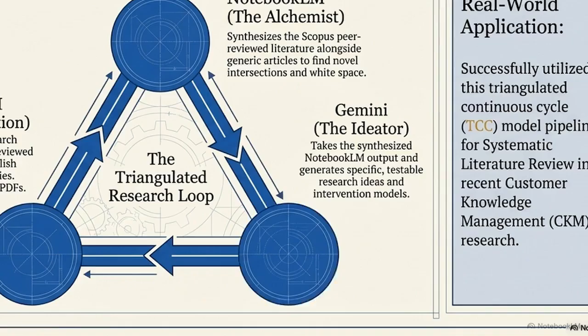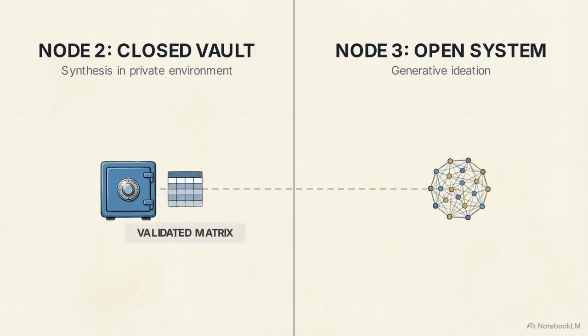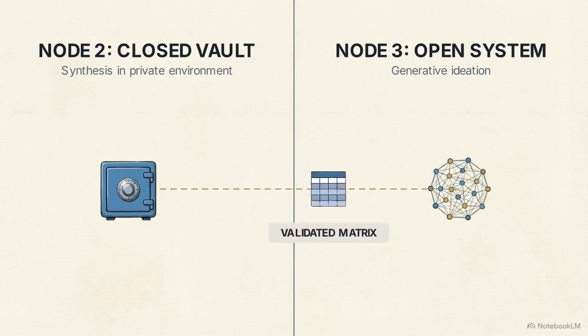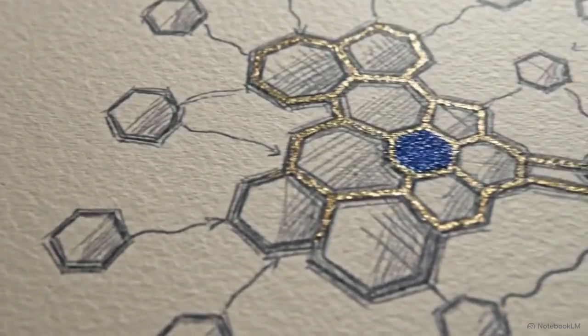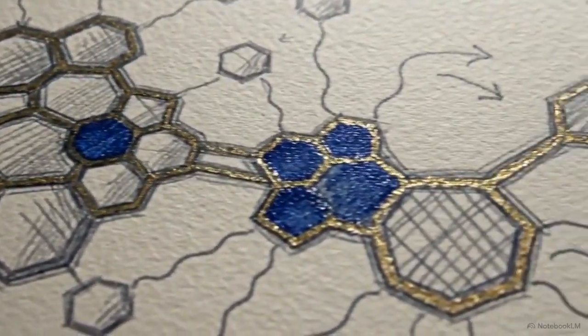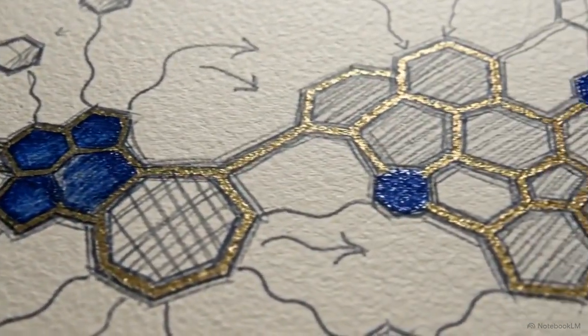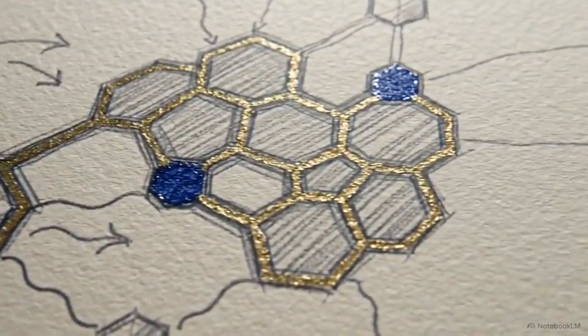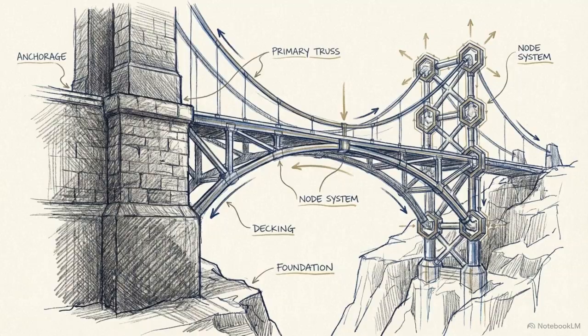We then arrive at Node 3, the Open Generative LLM, Gemini. The researcher feeds the highly structured, validated matrix from the closed vault directly into the open system. Because the inputs are verified, the researcher instructs the model to generate testable research ideas and intervention models based on the documented whitespace. This triangulated pipeline bridges the gap between rigorous peer-reviewed sourcing and high-speed generation, allowing for rapid ideation built on a verified foundation.